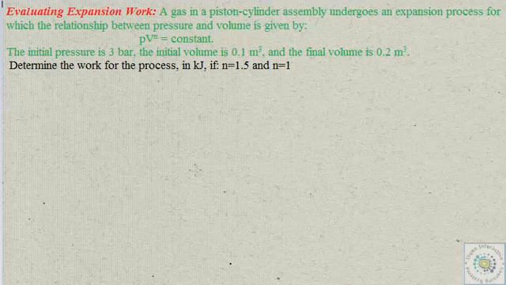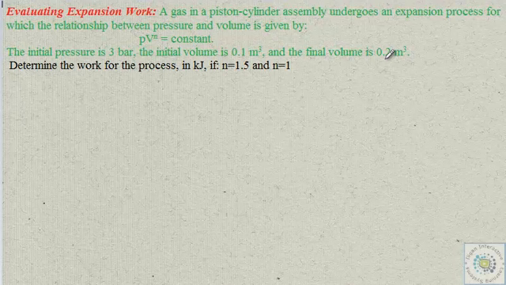Okay, here we are asked to evaluate the expansion work. The problem goes: a gas in a piston cylinder assembly undergoes an expansion process for which the relationship between the pressure and the volume is given by PV^n equal to a constant. The initial pressure is 3 bar and the initial volume is 0.1 m³, and it will expand to a final volume of 0.2 m³.